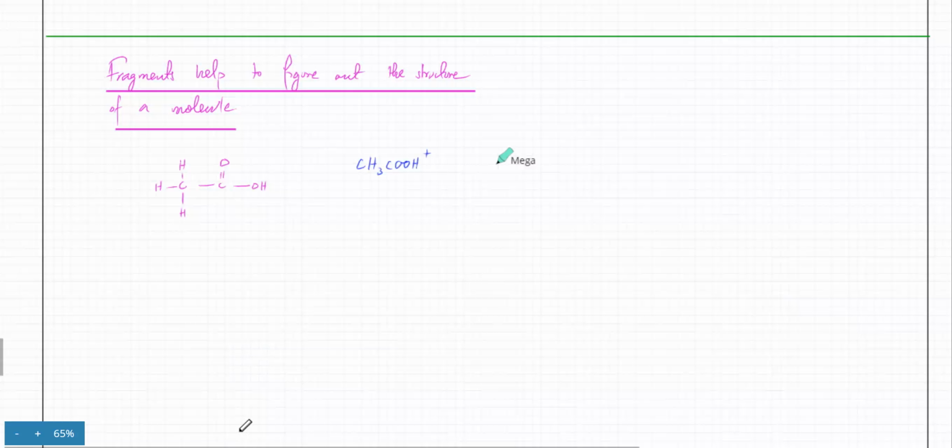It's going to be 45. I mean, this is 45. 32 plus 13 is 45. Plus, I mean, this has a mass of 60. This will be the heaviest particle that's going to be detected.